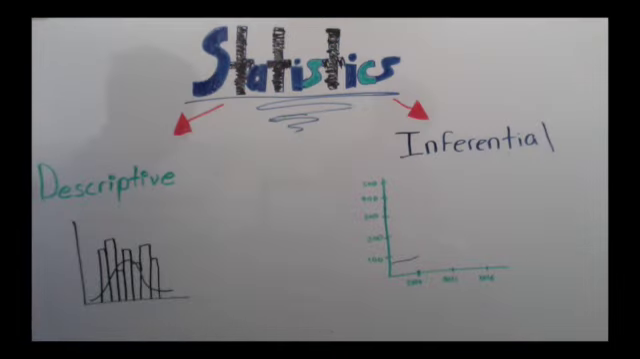Statistics is divided into two branches, descriptive and inferential. Descriptive statistics are devoted to methods of collecting, organizing, summarizing, describing, and displaying data derived from the phenomena under study. Some graphical examples are histograms, population pyramids, clusters, etc.